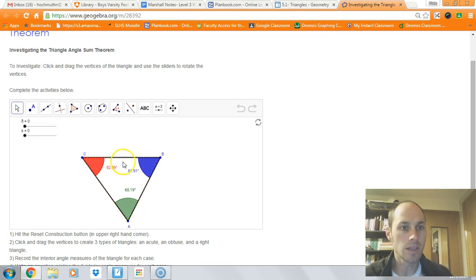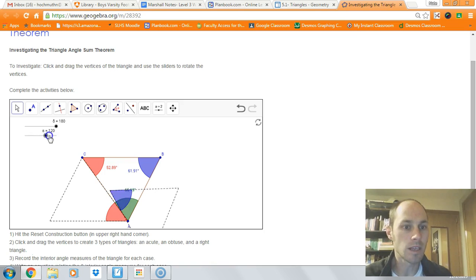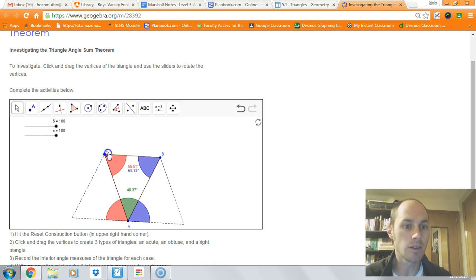Okay, so you can see on this triangle here we have triangle ABC with about 65 degrees, about 62, and about 53. I can rotate the triangle so that angle C goes down by angle A, and I can rotate the triangle so angle B is down by angles A and C. And you can see what happens with all three of those angles. They form a straight line, which you all know is 180 degrees.